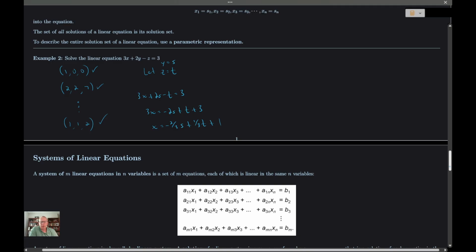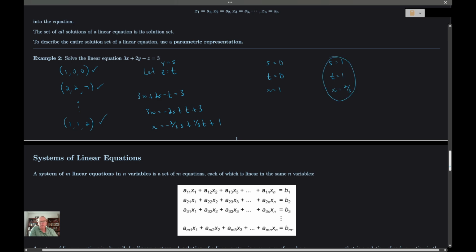And then we can figure out what x needs to be. So if we let, say, s equals 0 and t equals 0, then plug in 0 and 0, and x is 1. And of course, that's the one that we got here. If we let s equal 1 and t equal 1, then we get negative 2/3 plus 1/3. That's negative 1/3. And then plus 1, that would be 2/3. So then x would be 2/3. And then that will also solve the equation.